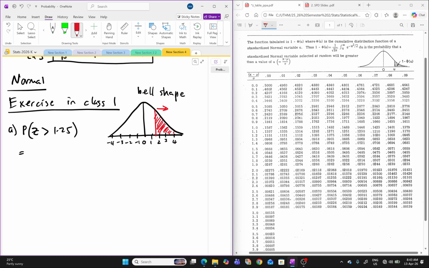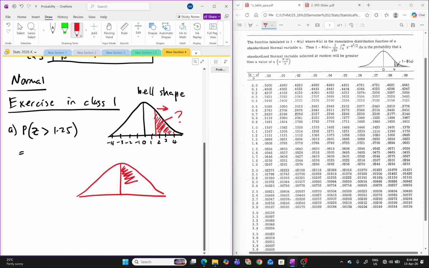So we want to find the area of this one, and all the values in the table only give the area from here onwards. It's not from here. If it is false here, then we have to convert. That's what we're going to learn today.